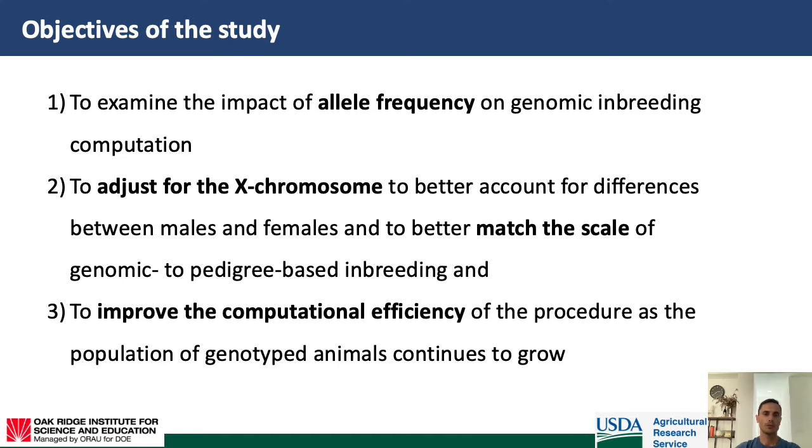So the aims of this study were, one, to evaluate the impact of allele frequency on genomic inbreeding computation. Second, to adjust for the X chromosome to better account for differences between males and females and improve in that way the scaling of the genomic to pedigree inbreeding. And after the writing of this abstract, a third objective was added, and it was to improve the computational efficiency of the whole system.